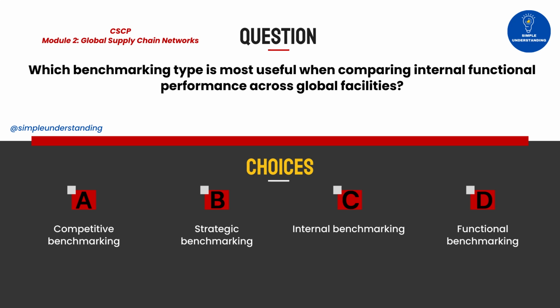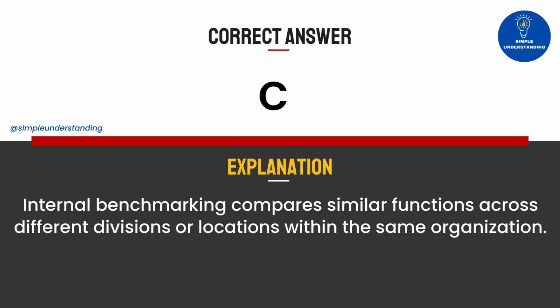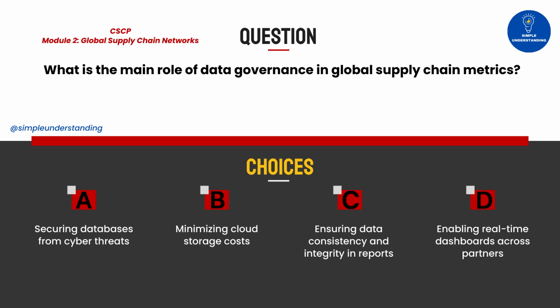13. Which benchmarking type is most useful when comparing internal functional performance across global facilities? A. Competitive benchmarking. B. Strategic benchmarking. C. Internal benchmarking. D. Functional benchmarking. Correct answer, C. Explanation. Internal benchmarking helps evaluate performance between locations within the same organization for standardization or best practice transfer.